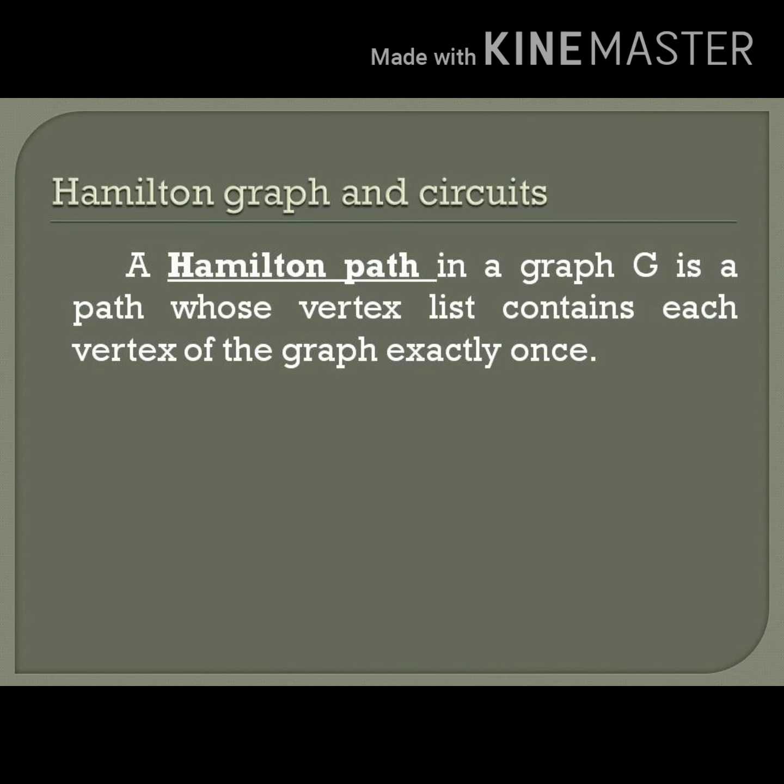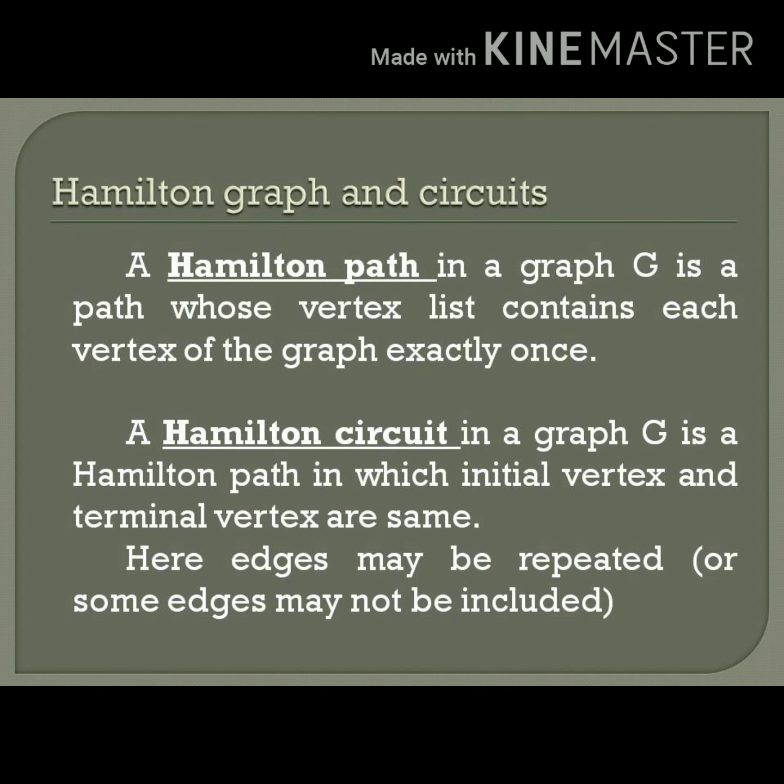So the next topic is Hamilton graph and circuit. A Hamilton path in a graph G is a path whose vertex list contains each vertex of the graph exactly once. So it must contain all the vertices exactly once. That is a Hamilton path.